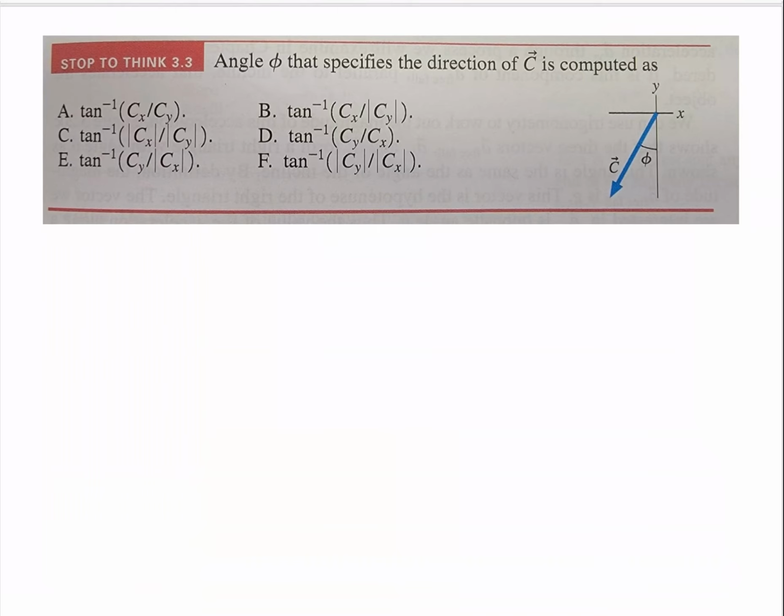So we have an angle that specifies the direction of C right here. And it's computed by finding what?